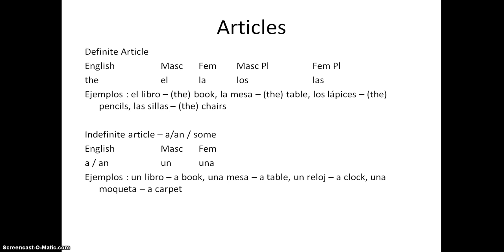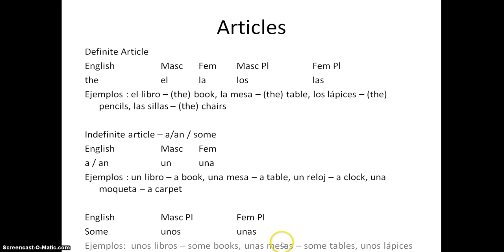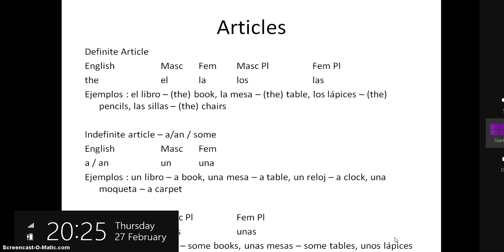And then the plurals for some: unos or unas. We've got some examples there: unos libros, some books; unas mesas, some tables; unos lápices, some pencils; and you can't quite see it, but unas sillas, some chairs.